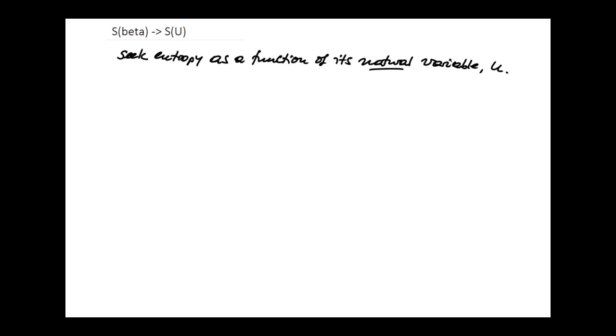How do you do that? The basic idea is the following. If you want S as a function of U, always modulo the Boltzmann constant, you know this is a log of the partition function plus beta times U. Now this holds generally, regardless of which you take as the independent variable here. So this relationship between entropy and the log of the partition function holds generally.